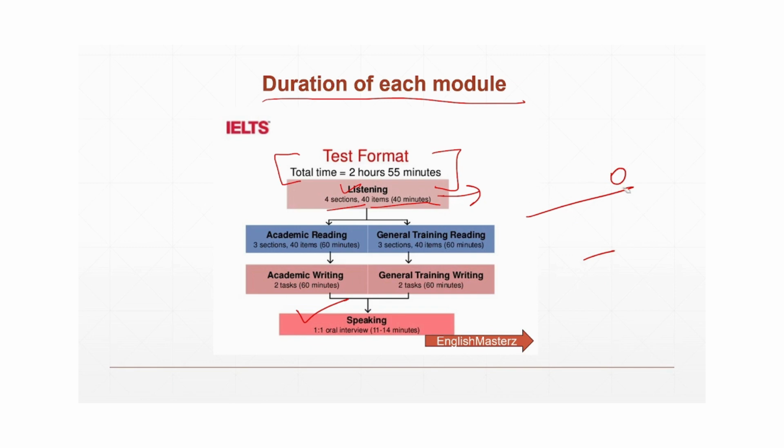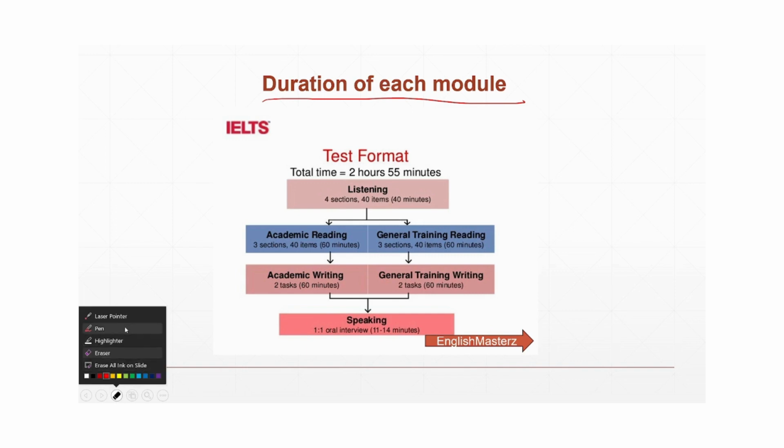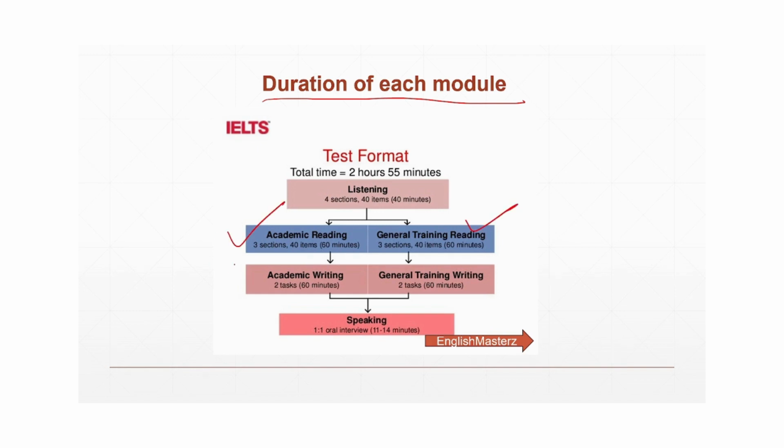Then later on we move into more detail with the other modules, that is the speaking and the reading one. Reading is divided into two different categories, academic and general. I've already told you that academic is taken by those who wish to go for study abroad, whereas general is taken by those going for a working visa or PR.